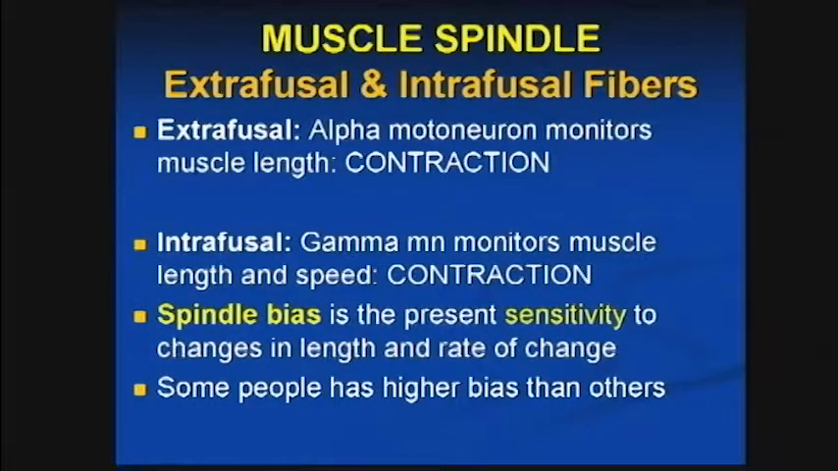As you can imagine, if you try to stretch a muscle too far, too quickly, you're going to set off that intrafusal component. And that's going to be exquisitely sensitive to tell the muscle, contract, tighten up, shorten up, protect yourself from being torn. Well, there's a built-in sensitivity. There's a built-in threshold for excitation of these fibers of the muscle spindle. And we call that spindle bias. The preset sensitivity to changes in muscle length.